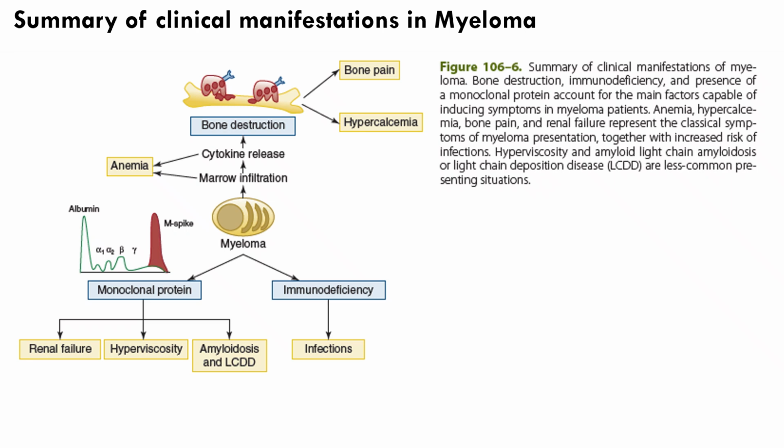So this is the summary of the clinical manifestations in myeloma. There can be renal failure, an increase in monoclonal protein, hyperviscosity, amyloidosis, light chain deposition disease, and infections. A patient can present with bony pain, hypercalcemia, and anemia. Why is there anemia? Anemia can be due to the renal involvement and can be due to marrow infiltration.